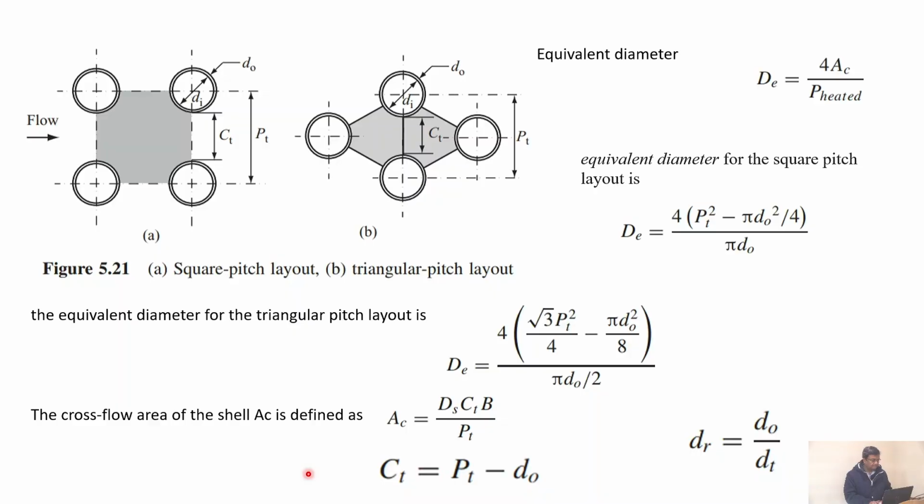Then let's see some calculations. So for these arrangements, you can calculate an equivalent diameter. So this is a square pitch layout, this is a triangular pitch layout. And we define an equivalent diameter, which is 4A by P. So what are 4A by P? Now, for the square pitch layout, this is what we are getting. Now, can you take a look at this one and tell me whether it seems reasonable or not?